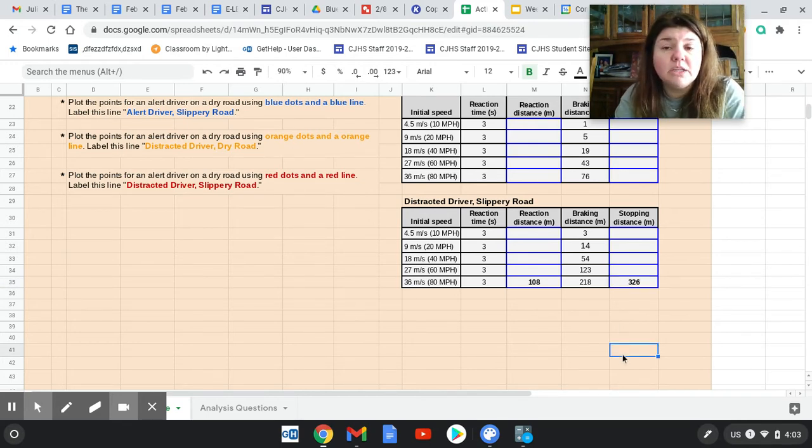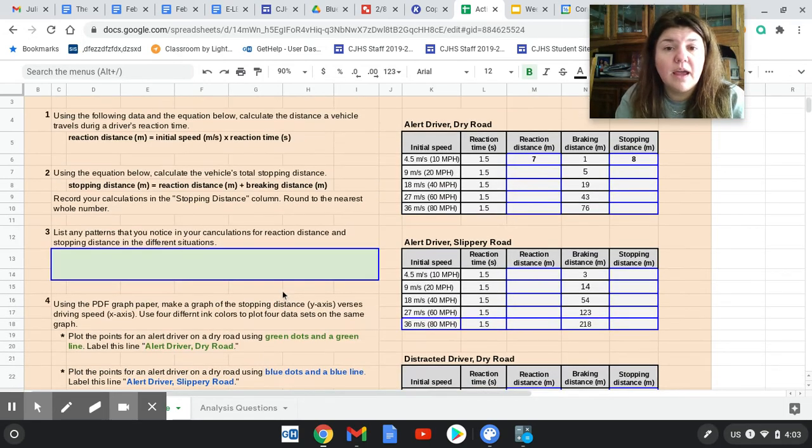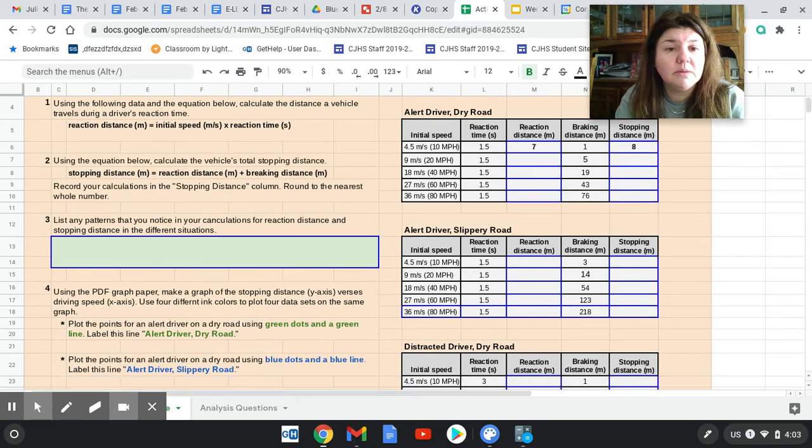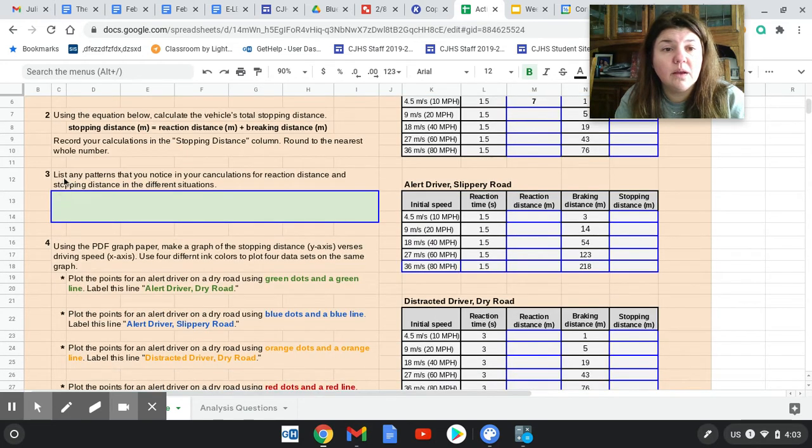So again, make sure that you complete all 4 of these data tables. After you complete all 4 of the data tables, then you need to look for any patterns that you notice in your calculations for the reaction distance and the stopping distance. And go ahead and list 2 or 3 patterns that you see.